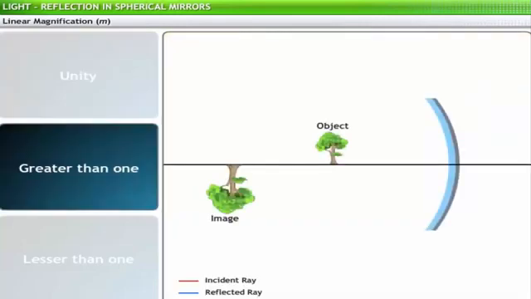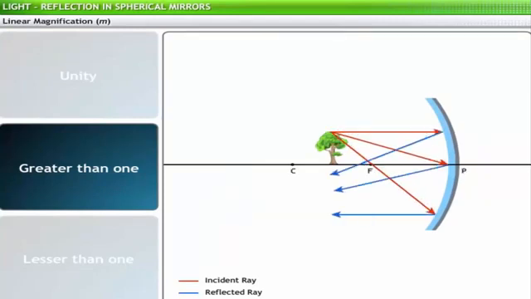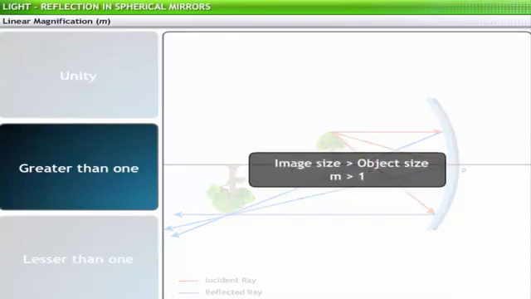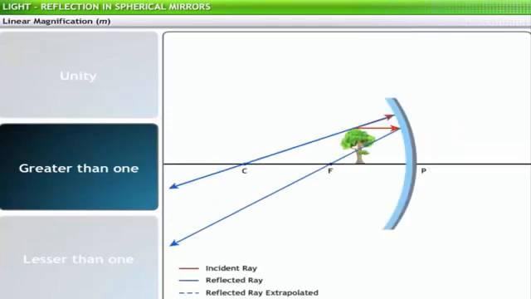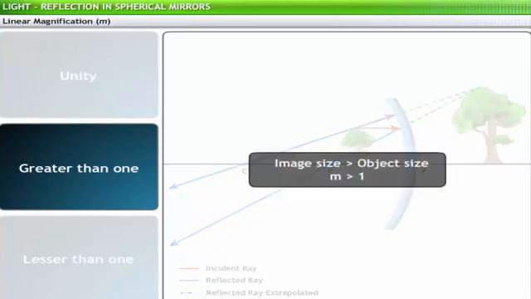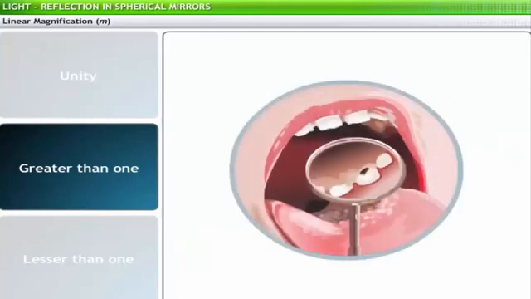Magnification is greater than 1 when the size of the image is greater than the size of the object. When the object lies between C and F of a concave mirror, the image formed is inverted, real, and bigger in size compared to that of the object. In this case, the image is said to be magnified. Thus, magnification is greater than 1. If the object is placed between F and P of a concave mirror, then the image formed is virtual, erect, and bigger than that of the object. Hence, in this case also, the magnification is greater than 1. Dentists use this situation to view the inner parts of a mouth with more clarity.